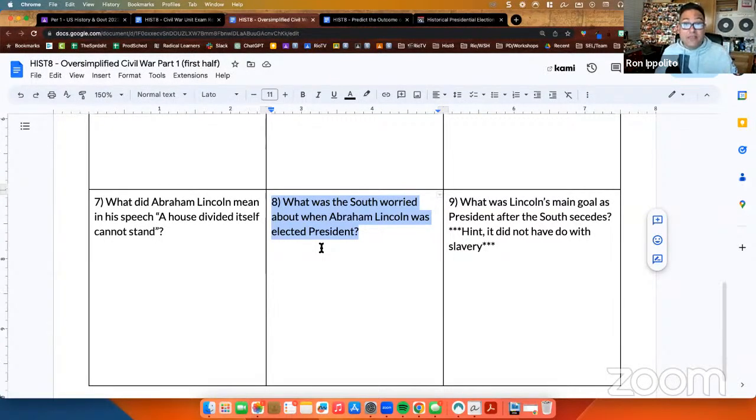Lincoln struck fear into the Southerners because they were afraid that Lincoln was going to take away.